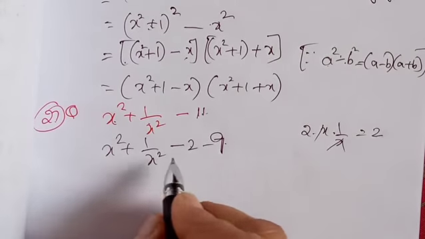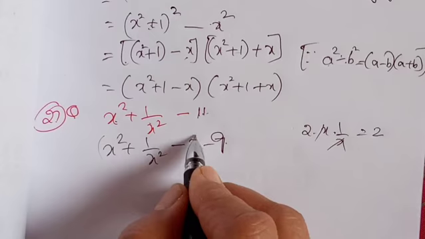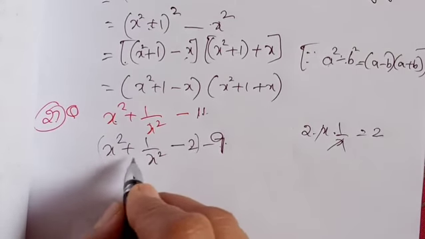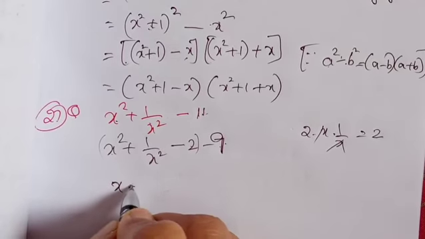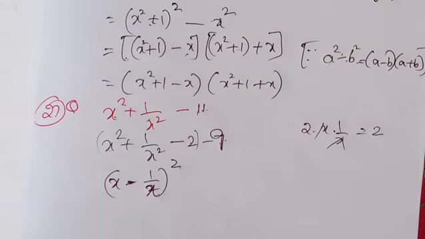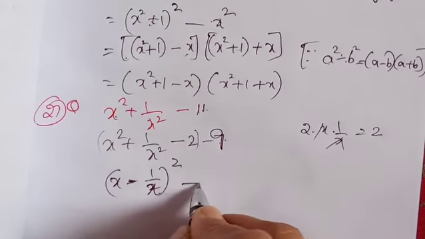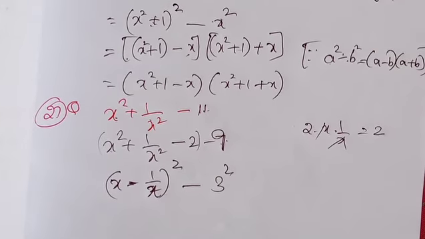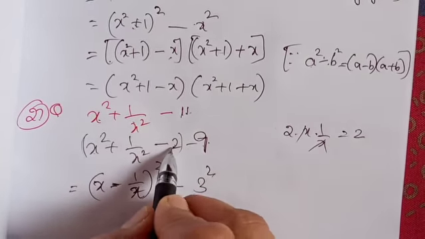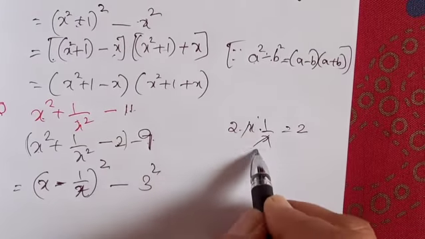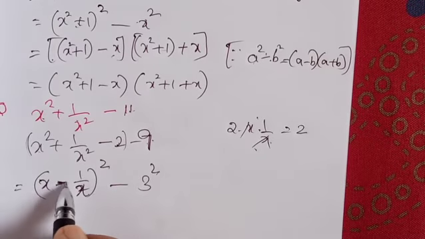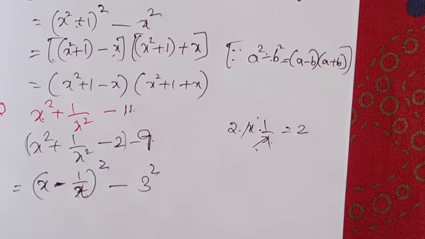Now I can write this in trinomial form. This one as a square, x minus 1 by x whole square, and this one as 3 square. Got it? See, I just explained the 2ab term: 2 into x into 1 by x, x will be cancelled. So this will be x minus 1 by x whole square.